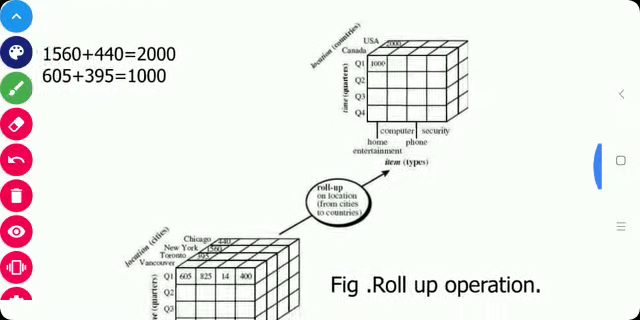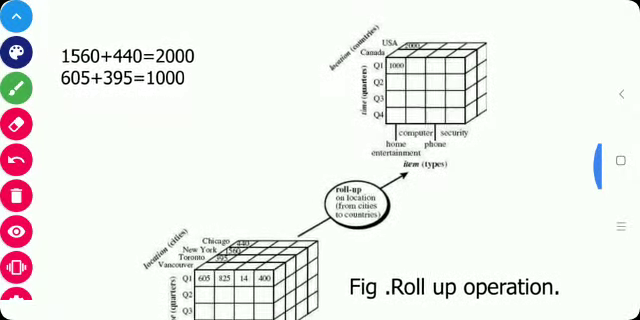Here this is the data cube of an all electronics shop, and the dimensions are item, time and location. Here we are performing the roll up or drill up operation on the location from cities to countries. Here the location dimension is converted from cities to countries. So Vancouver and Toronto are in Canada, and New York and Chicago are in the USA.